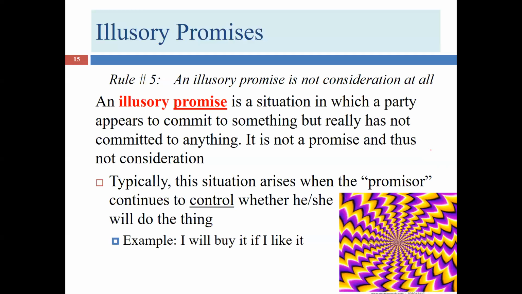What's an example of an illusory promise? Because that's something that isn't consideration at all. It sounds like consideration, it quacks like a duck, but it really isn't a duck. So what is an illusory promise? It's a situation in which a party appears to commit to something, but really has not committed to anything. It's not a real promise, and therefore it's not really consideration. This usually arises when the promisor continues to control whether he or she will do something.